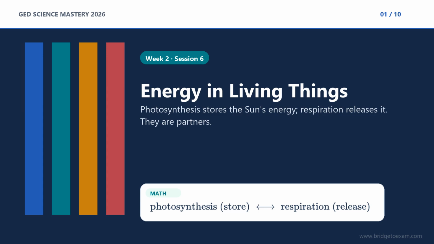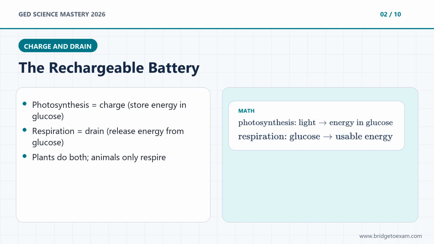Let's follow the energy. The simplest way to picture this is a rechargeable battery. Photosynthesis charges the battery. It uses light energy to pack energy into a sugar called glucose. Cellular respiration drains the battery. It breaks that glucose back down to release energy the cell can actually use.